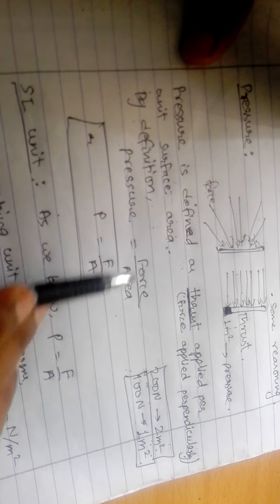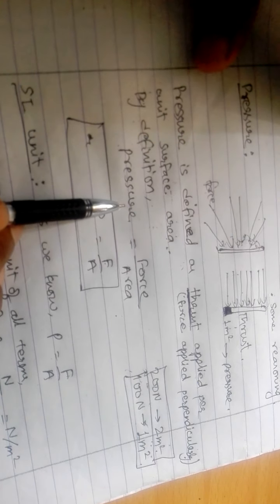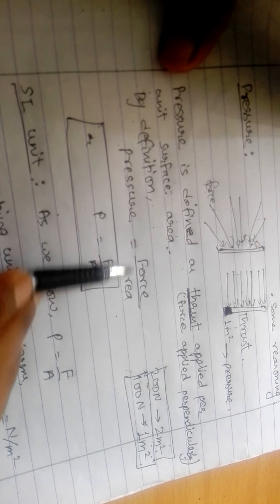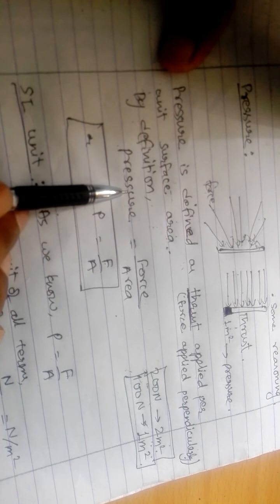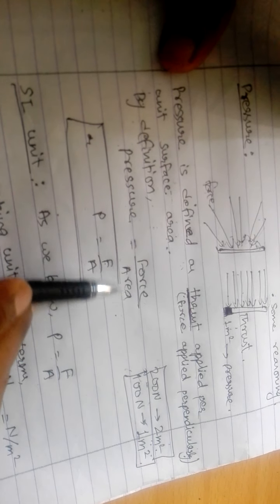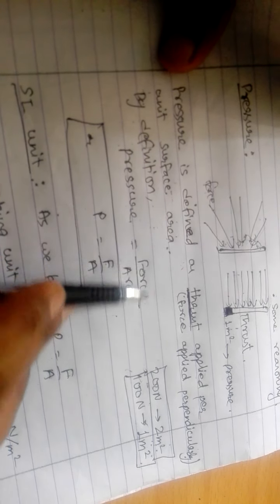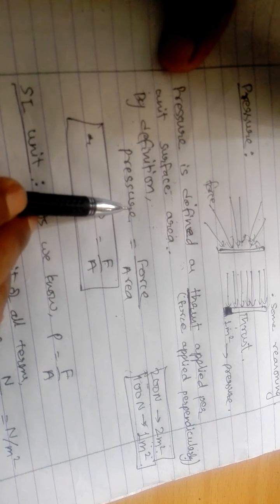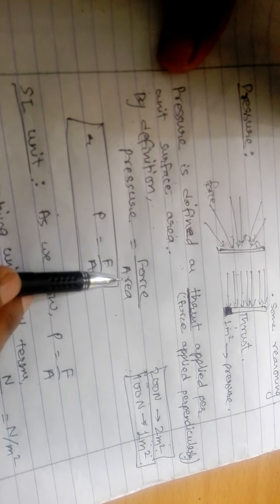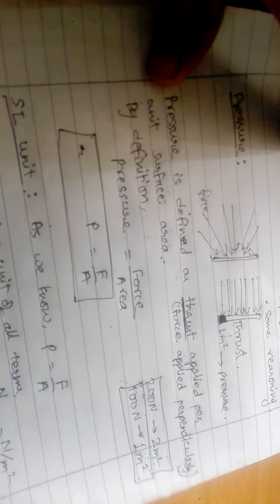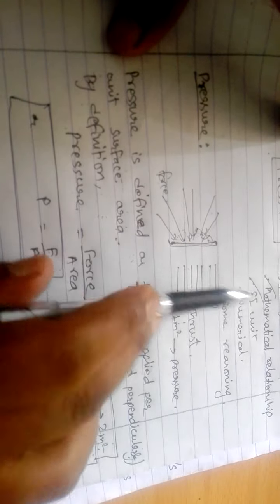If more force is applied, then pressure will be more, and if less force is applied, then pressure will be less. And keeping the force constant, if area is more, then less pressure will be exerted, and if area is less, then more pressure will be exerted. We will use this fact while doing a reasoning question. Let us first go through the numerical.